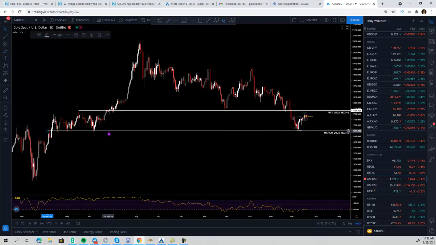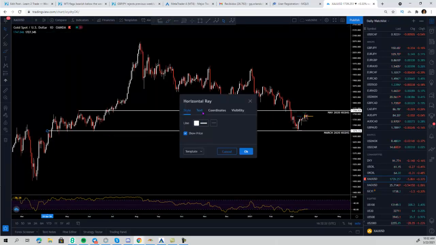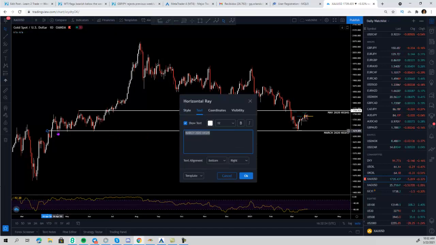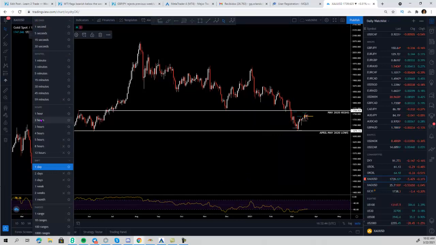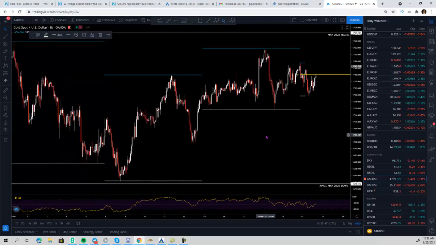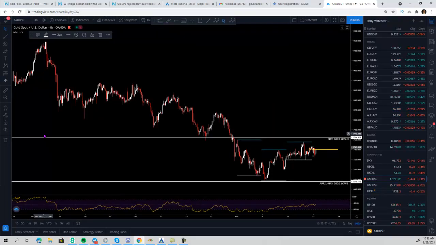Now, what I'm going to do here, these are the April through May lows. Oh boy. So I said April through May 2020 lows. Right. So let's go back to the 4-hour chart, or let's go to the hourly chart. Actually, let's go to the 4-hour chart. I don't want to make such a big jump just yet.